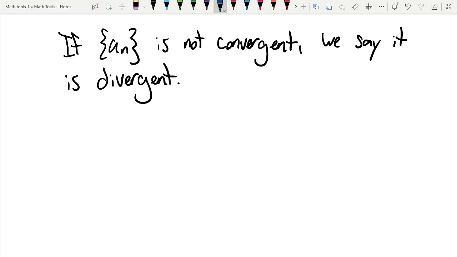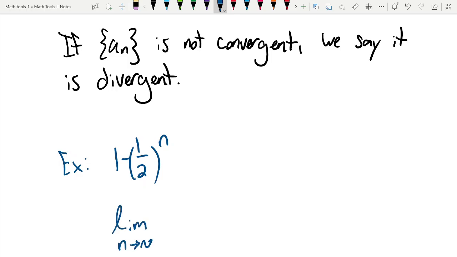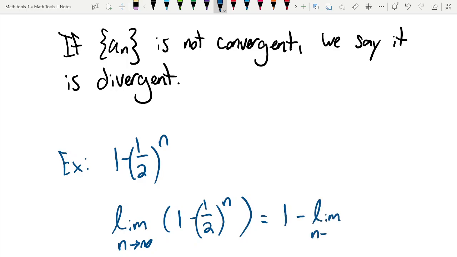We look at 1 minus 1/2 to the n. Okay. This one's a little bit easier to see. So if we take the limit as n goes to infinity here, okay, so first of all, the limit of the 1 part is just going to be 1. So we're really just taking the limit as n goes to infinity of 1/2 to the n.